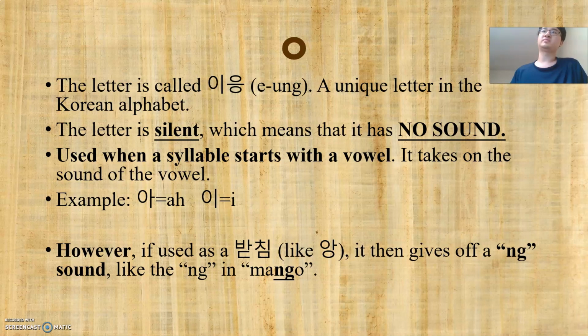And here's a very special letter in the Korean alphabet. It's a letter called iung, and it is very unique in that if it's all by itself, it's silent, which means it has no sound. Imagine that, a consonant that doesn't have sound. However, it is often used to start a syllable, and it takes on the sound of the vowel if the syllable starts with the vowel.